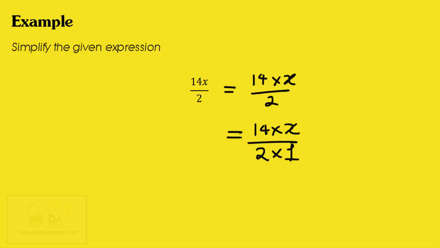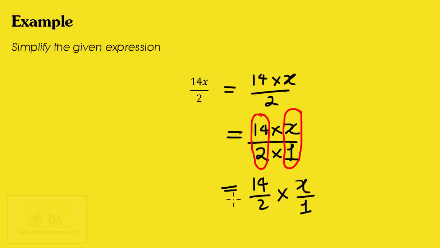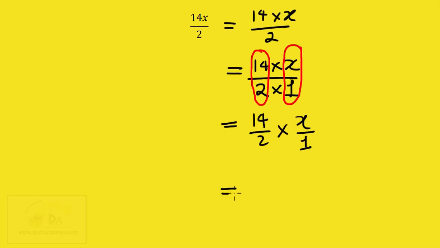Now I'm going to form 2 separate fractions. Here's one fraction, and here's another. So we have 14 divided by 2 times x divided by 1. 14 divided by 2 is 7, x over 1 is x. So we have 7x.